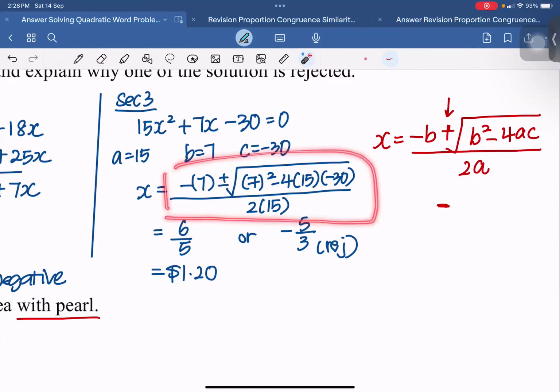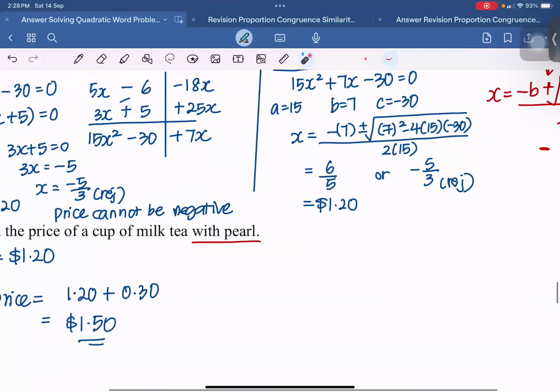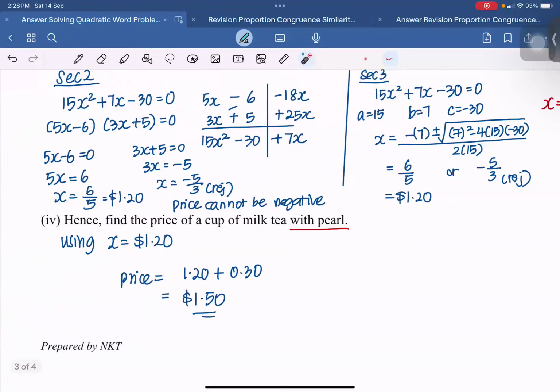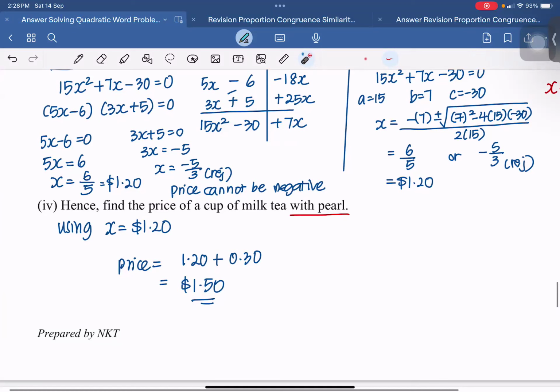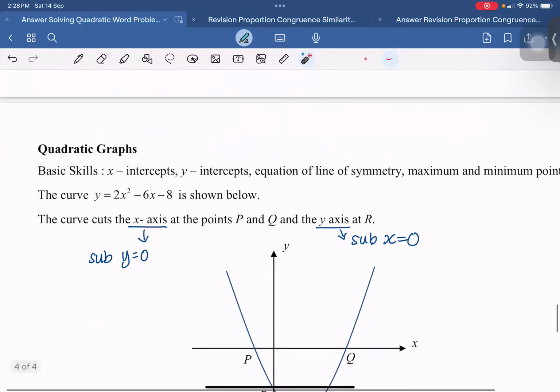Okay. Now I know that this is my answer already. I'm going to use this, the price, to find the cup of milk tea with pearl. Milk tea is X, pearl is 30 cents. So add together $1.50 for the milk tea. Okay. All right. Without further ado, I'll go on to the last question for this first part.